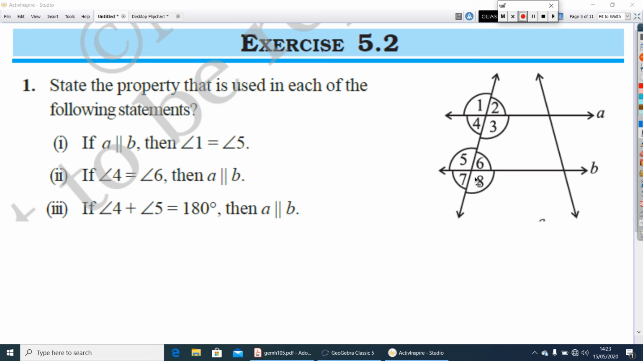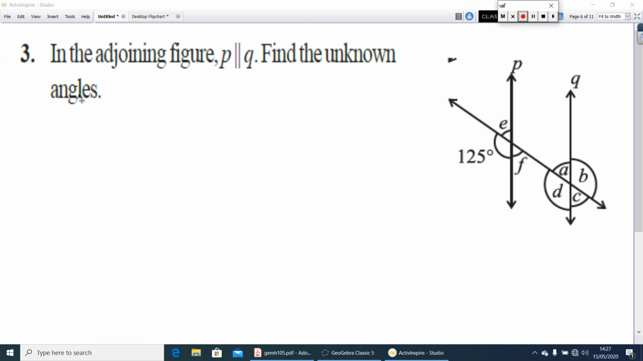If angle 4 plus angle 5 is equal to 180 degrees, then A parallel to B. What are angle 4 and angle 5? They are interior angles on the same side of the transversal. You know that it is supplementary if lines are parallel. So you can write: interior angles on the same side of the transversal are supplementary. That is question number 1. Question number 2 you already did in class 3.